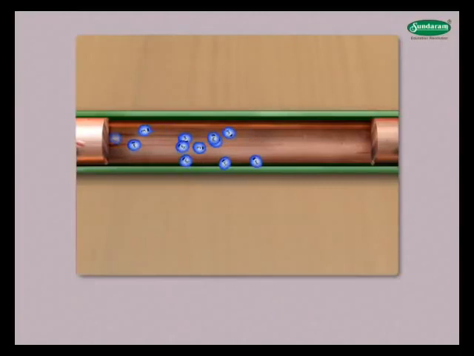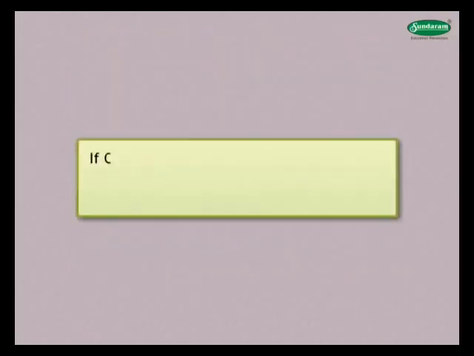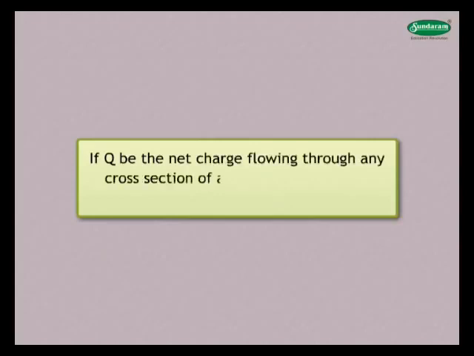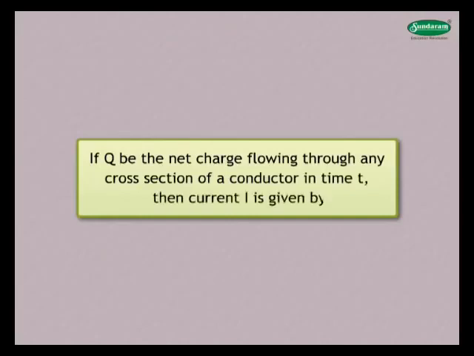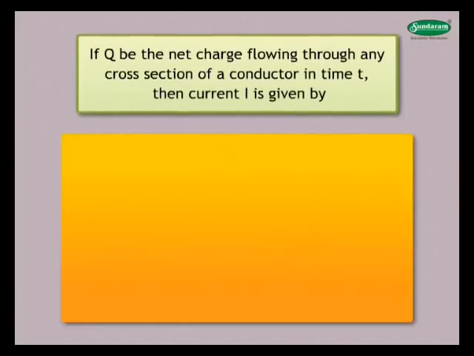The electrons in the conductor move with a certain average drift speed. Actually, the drift speed of electrons for a typical copper wire carrying a small current is found to be very small. If Q be the net charge flowing through any cross-section of a conductor in time t, then current I is given by, I = Q/t.